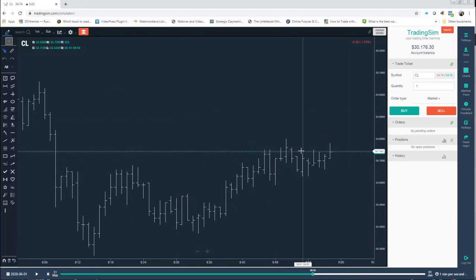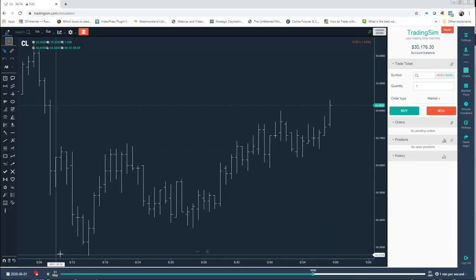All right, so then we kind of know our plan. I want to short underneath here. I want to short into the ledge. So either one of those is valid for me.